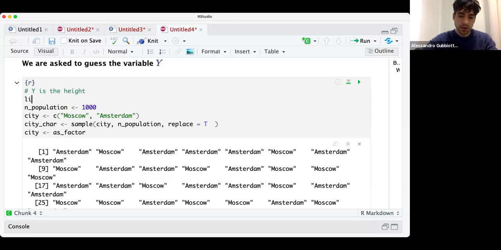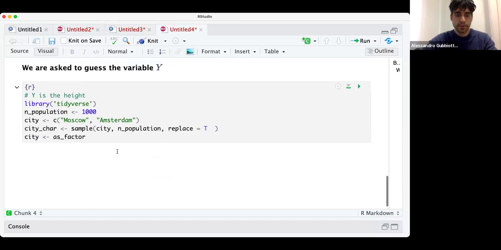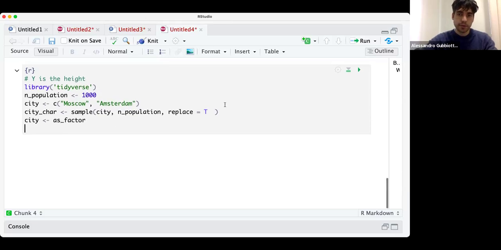So let me use also tidyverse. And save this vector. Okay, of course there is no output.